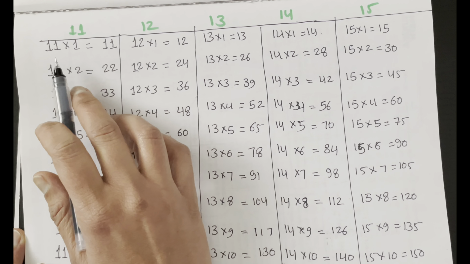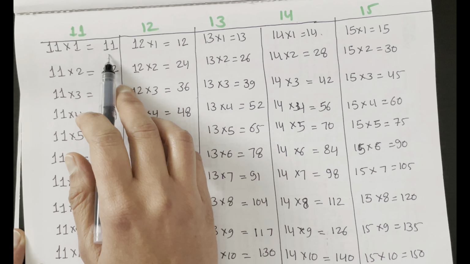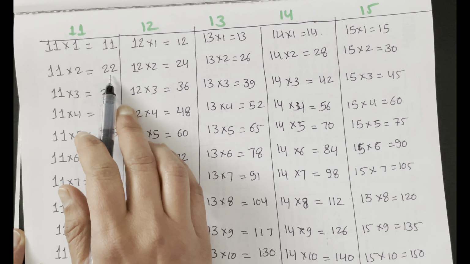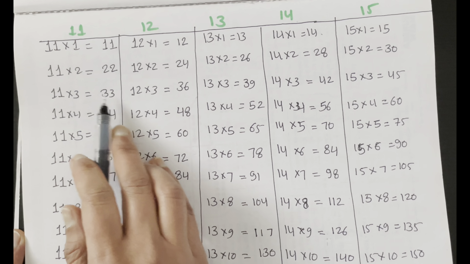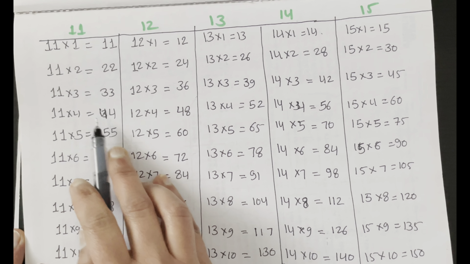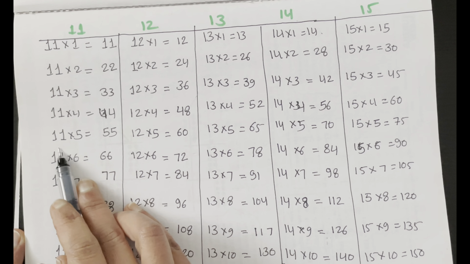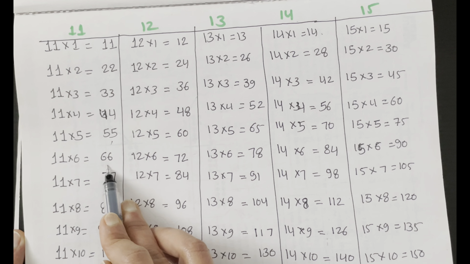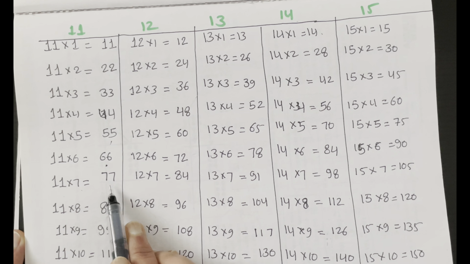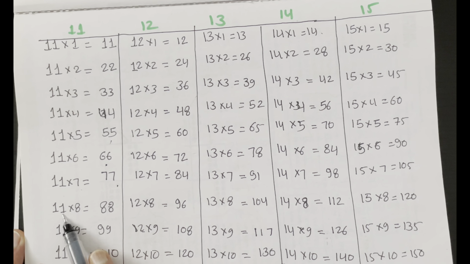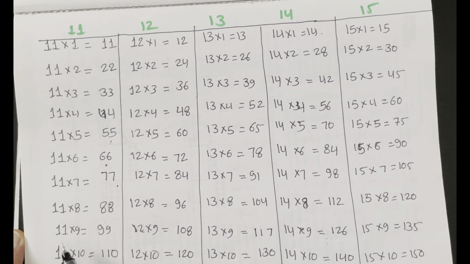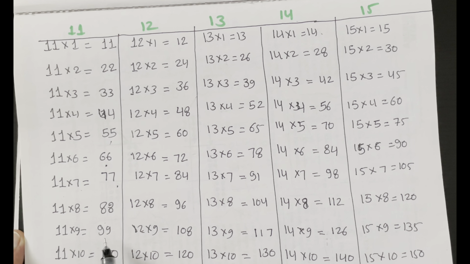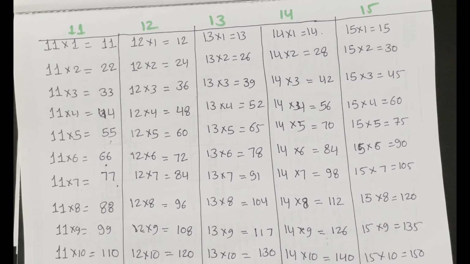Table of 11. 11 times 1 is 11, 11 times 2 is 22, 11 times 3 is 33, 11 times 4 is 44, 11 times 5 is 55, 11 times 6 is 66, 11 times 7 is 77, 11 times 8 is 88, 11 times 9 is 99, and 11 times 10 is 110.